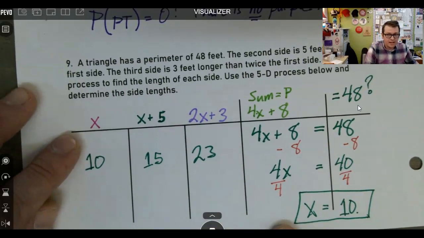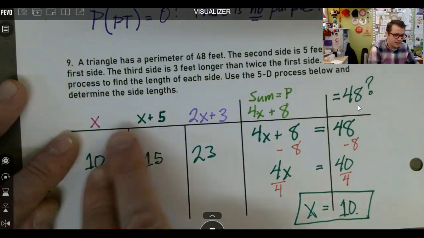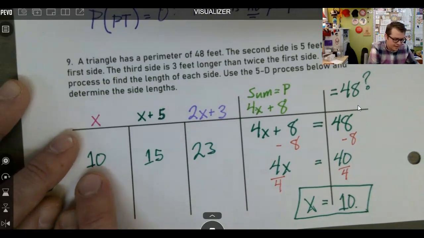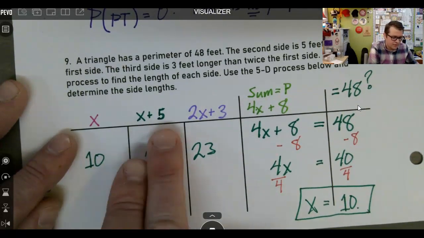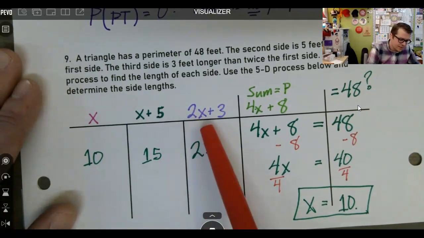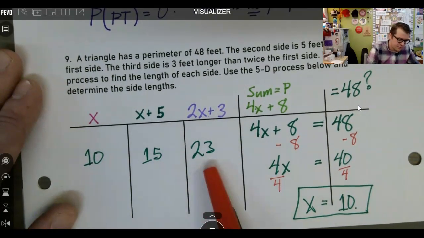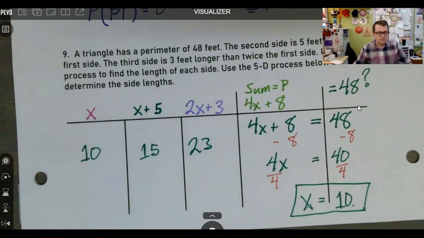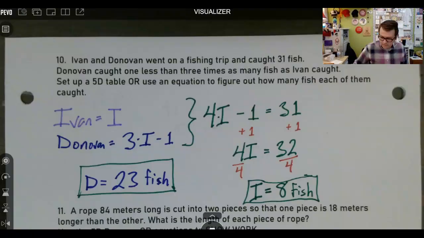Maybe I had guessed an 8, like if you did the 5D process, maybe you guessed an 8, maybe you guessed a 12, found out you're too low, too high. But if I tried 10, then my unknown side plus 5 would be 15, and then my 2 times that unknown side plus 3 more would be 23. If I add these all up, I should get 48, and we do. All right, now on to the back.